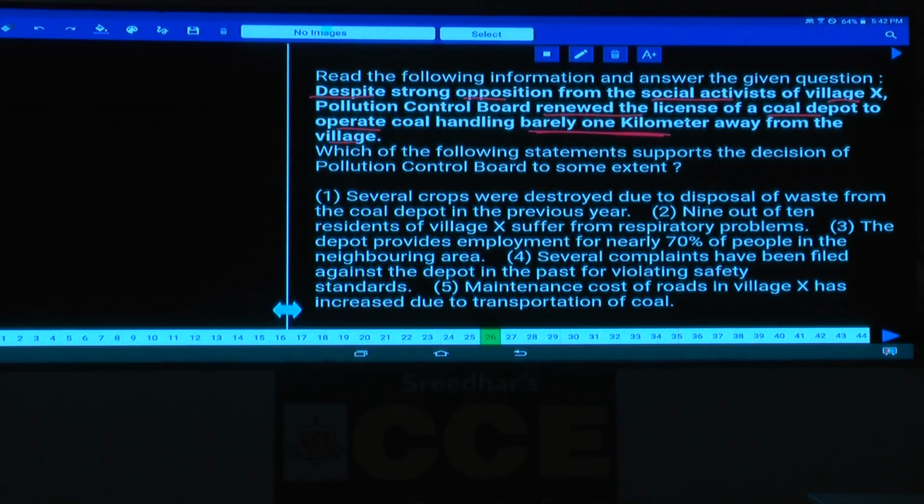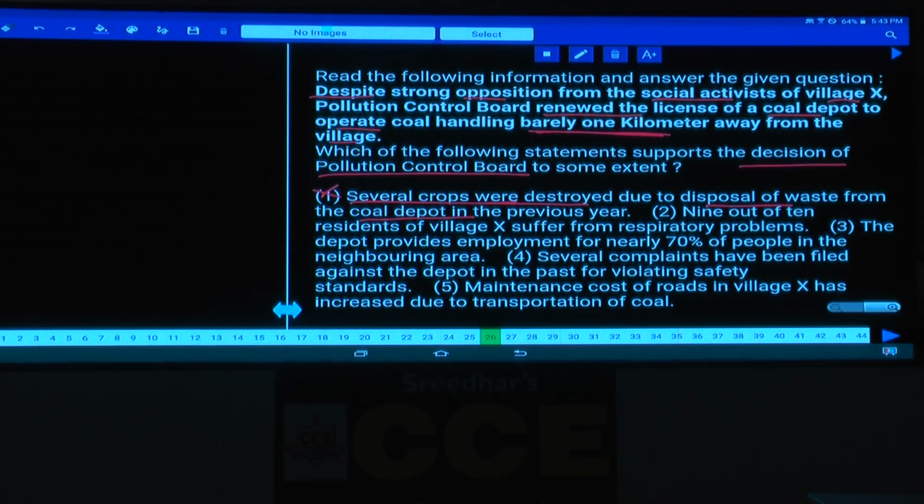Then which of the following statements support the decision of Pollution Control Board? Now first one, several crops were destroyed due to disposal of waste from the coal depot. If this is true, isn't it, they cannot give the permission because several crops were destroyed. It is a negative aspect, hence they cannot give the permission, hence 1 cannot be your answer.